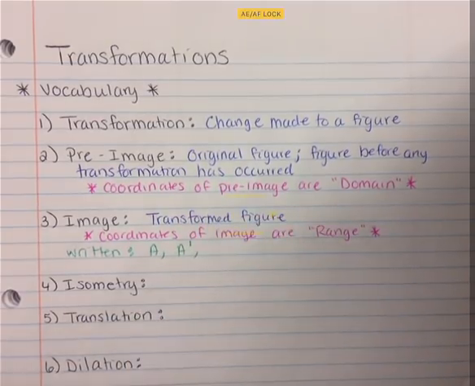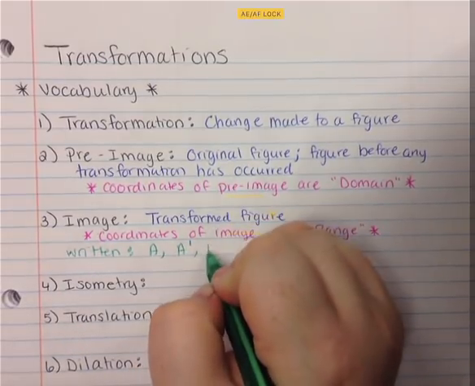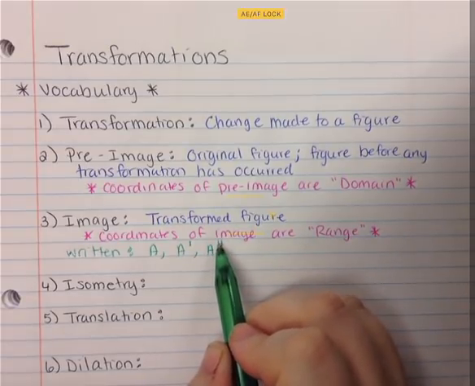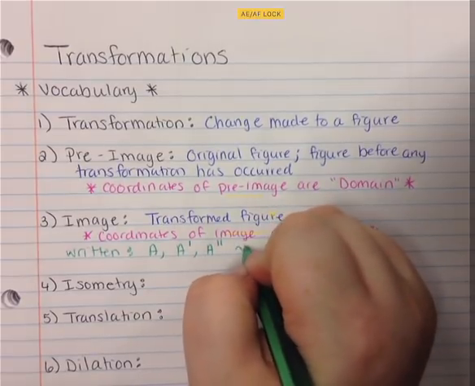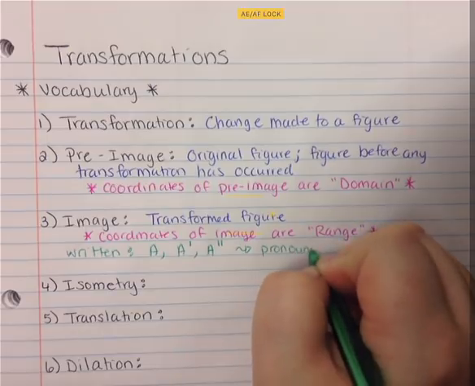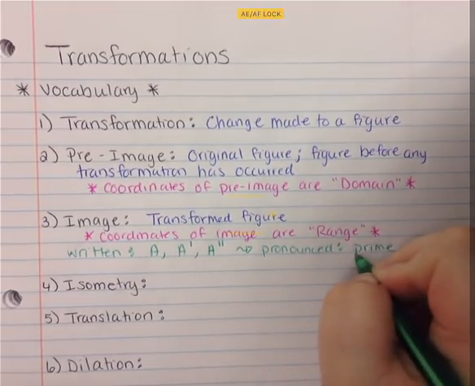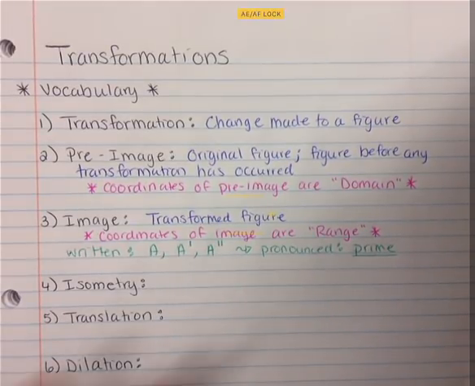We could do multiple transformations, so we might have one and then we have to transform it again and then again. So once we go past prime, we say A double prime, and we put 2 tick marks up here. We don't put a 2, we don't say A squared, this is pronounced prime. So all of these are pronounced as prime. So again, it might be prime, double prime, triple prime, and continuing on.